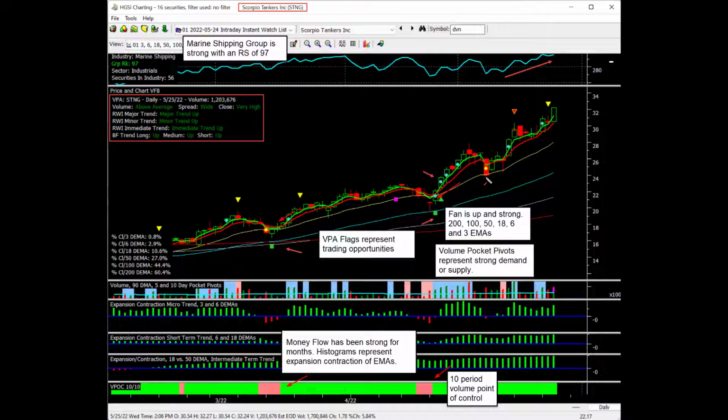Here's another pullback. This one stalled at the 18. 1 or 2 day pullbacks you shouldn't be concerned about. It's when you get into the third day that you are going to see a trend change more than likely, and that didn't happen all the way up on this stock. When I'm flipping through stocks and looking at this chart, I can immediately tell what the context is, what the risk is, and so on, because I can look at these candles and their relationship to the moving averages.